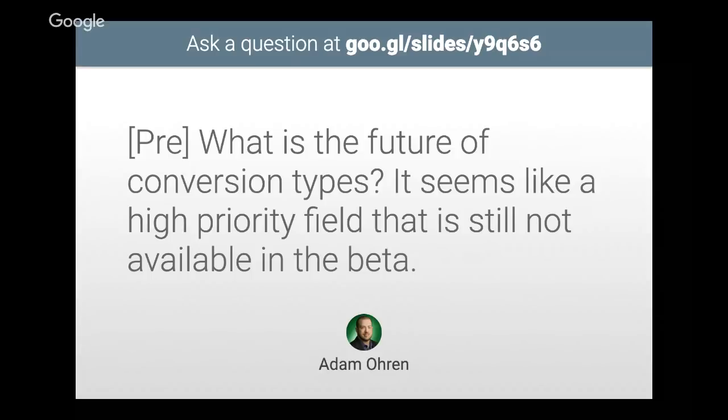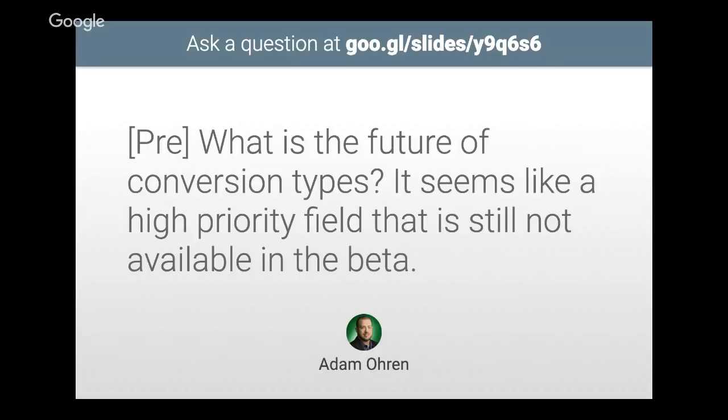Okay, what is the future of conversion types? It seems like a high priority field that's still not available in the beta. So we do have, this is one thing that may have been released last week, V06 of the API. I'm not exactly sure when it was released, but I do know on our conversion action resource, we do expose both a conversion action type and a conversion action category.